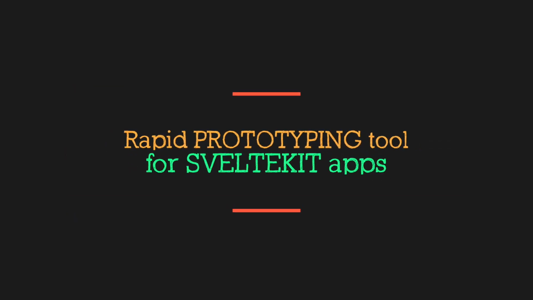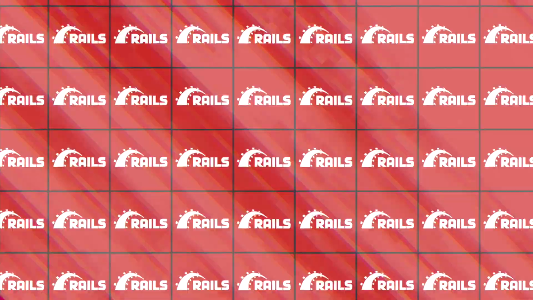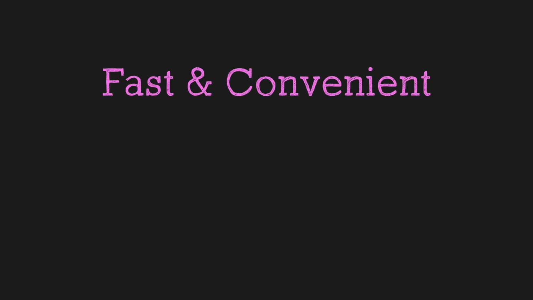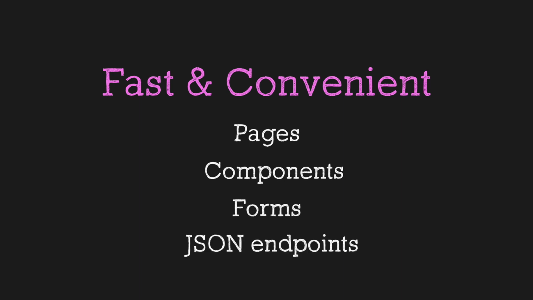Chic.js is a rapid prototyping command line tool for SvelteKit apps. It's very similar to Rails for Ruby on Rails, or Sails if you've used Sails.js. It makes it a lot faster and more convenient to create all the pages, components, forms, and API endpoints for a given resource when you're building a CRUD application.